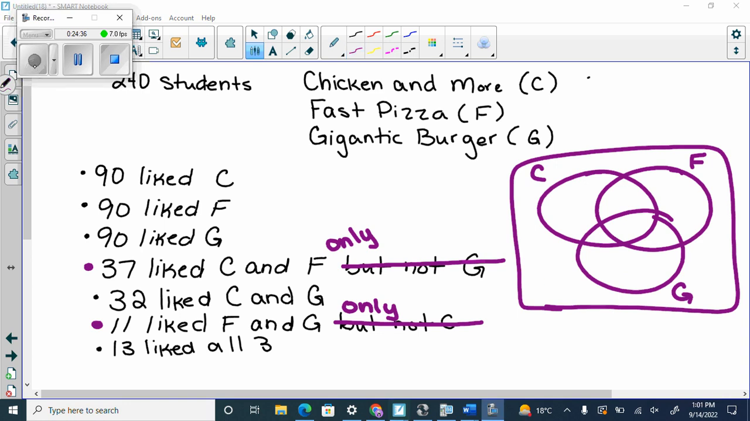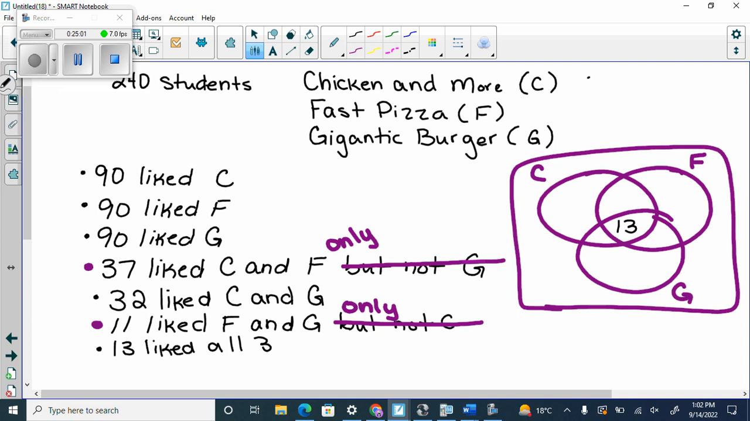Okay, all 3. How many are in all 3? 13. Sounds like you have a little bit of a southern accent when you said that. 13. Yep. And then we have 11. Where does that bad boy go? Between F and G. Someone whispered it. I'm not sure who, but they're correct.